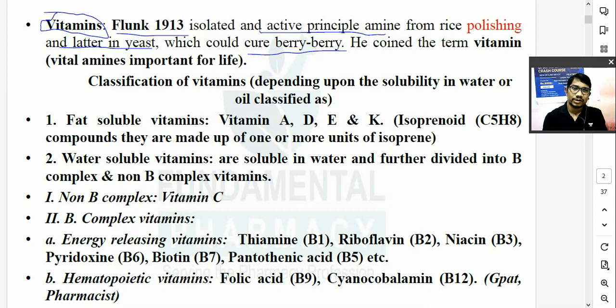So that's why it was later found in yeast, which can cure beriberi. Now he coined the term vitamins. Vitamins means vital amines, which are very important for life. They have different roles in the body.